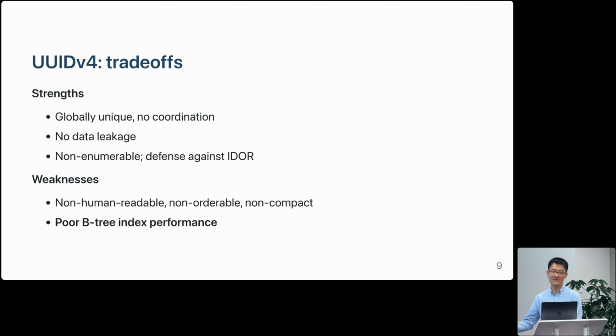Some of the weaknesses of integer IDs are basically strengths of the UUID. No data leakage, so no more enumeration attacks. But there are some downsides. They're very long and they're not human readable. And because they're completely random, they're not sortable. And that has an impact on the database, which we'll talk more about later.